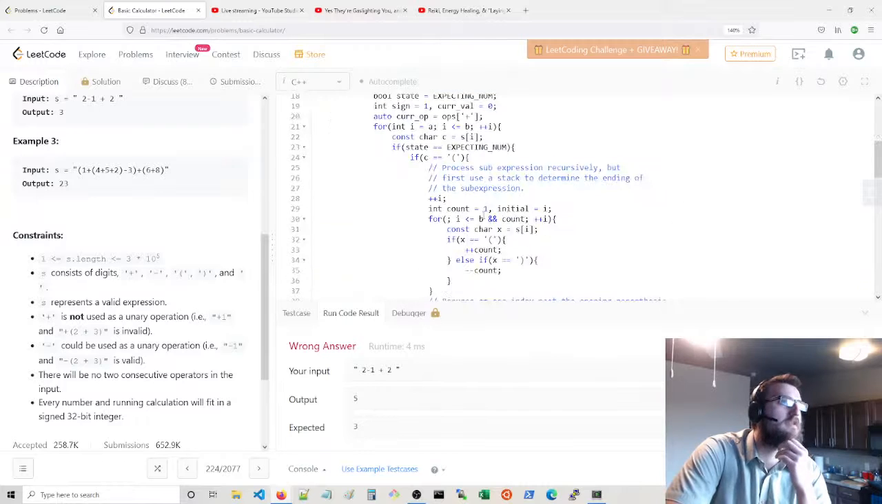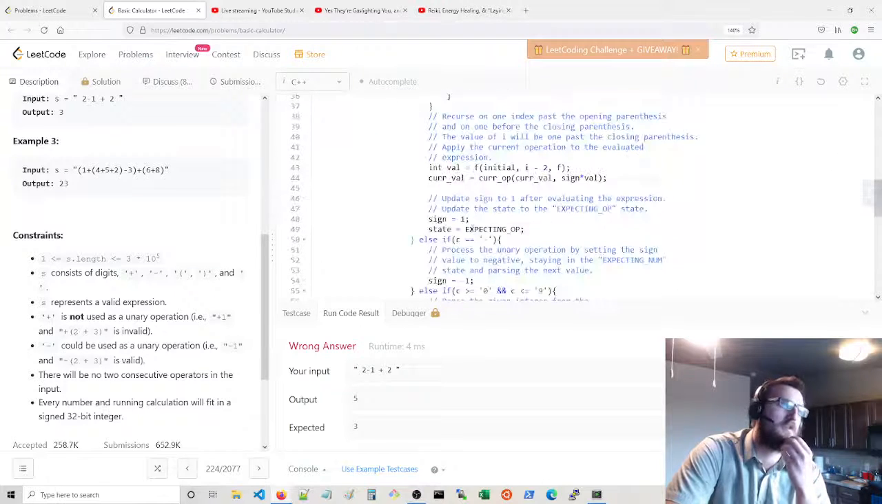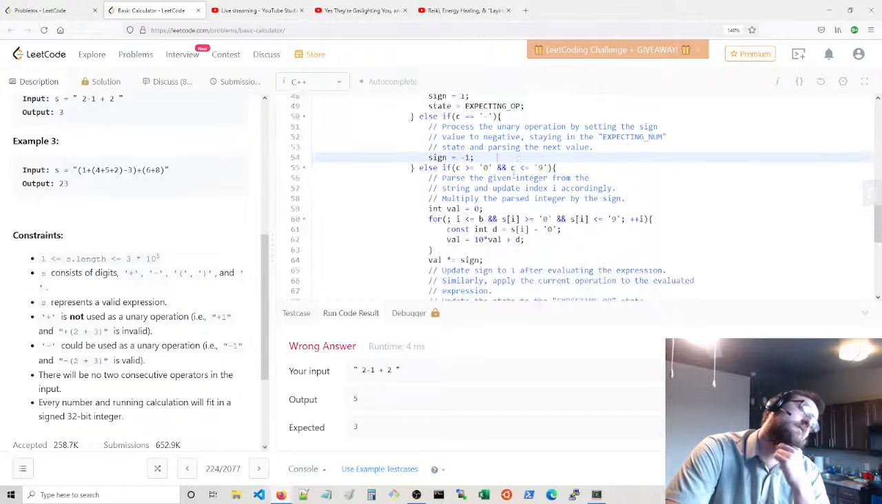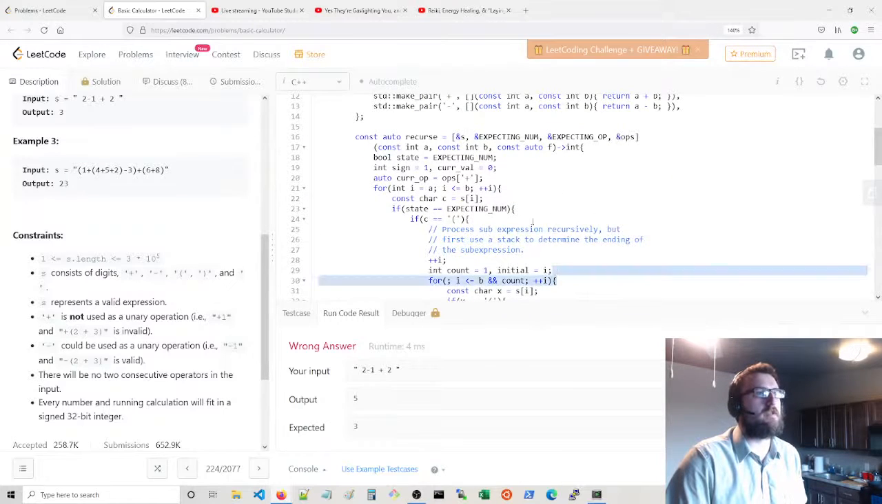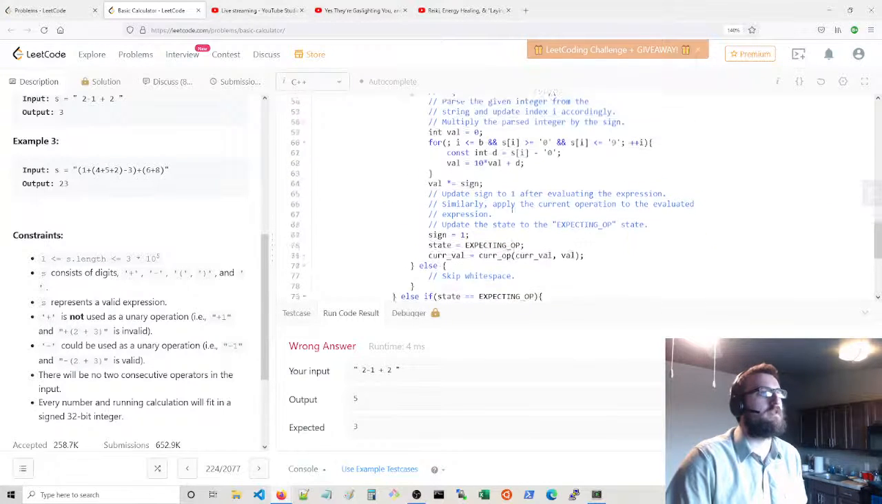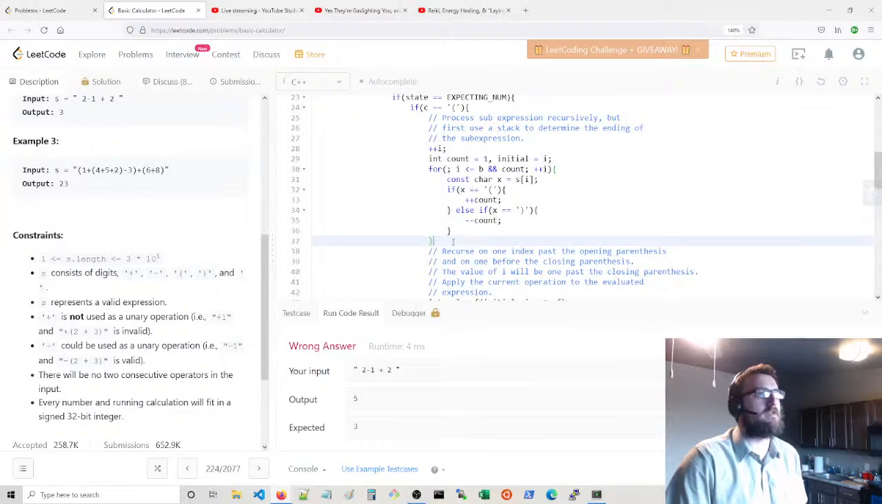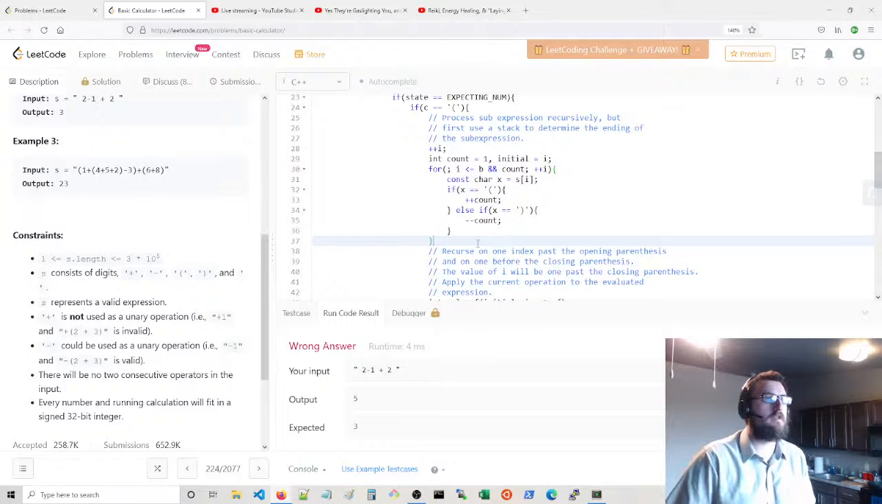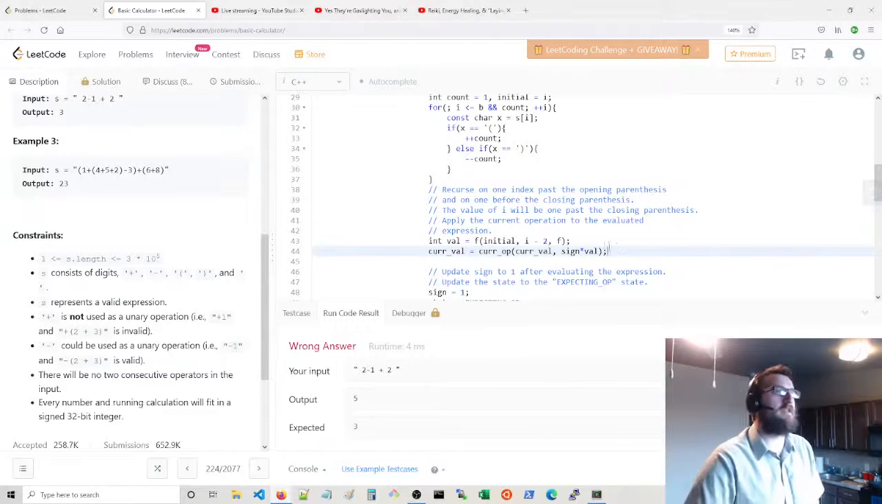All right, so somehow we end up with 5. Okay. So what happens? We were expecting num. We should get 2. And then I see the problem. Because you're going to increment i again over here. That's why. That's an issue. Oh, I see. So both of these. Decrement i.